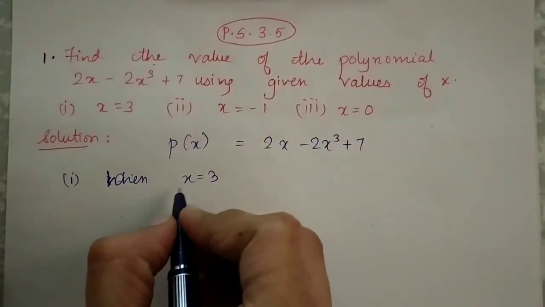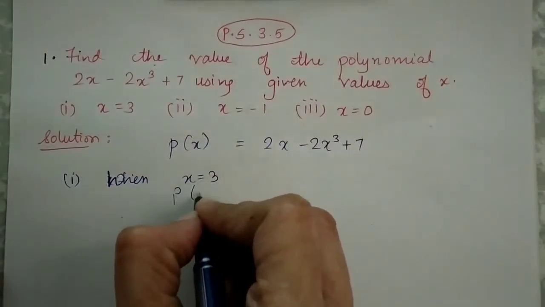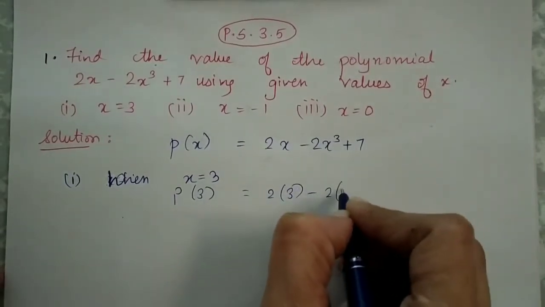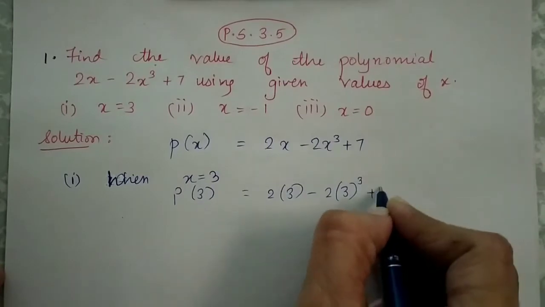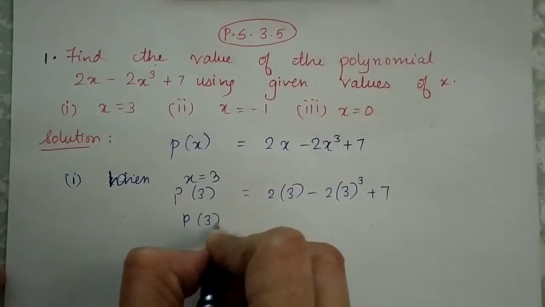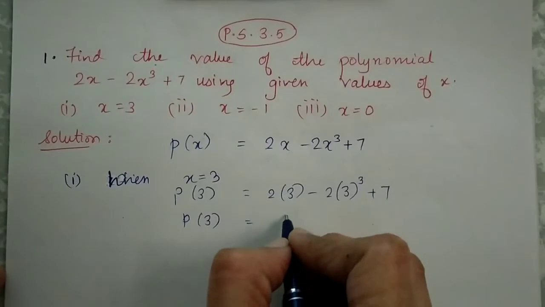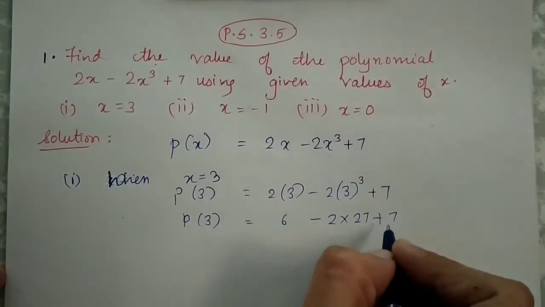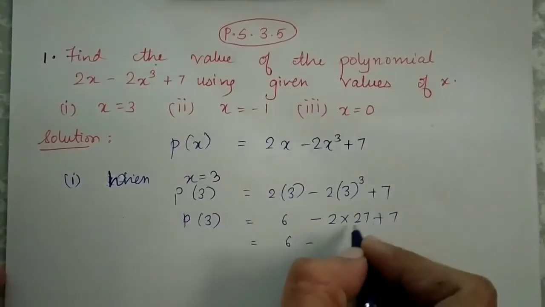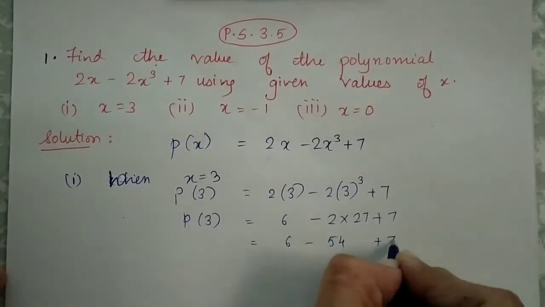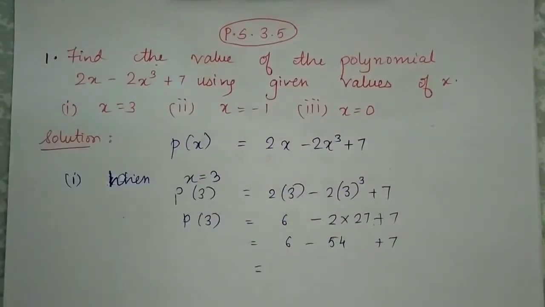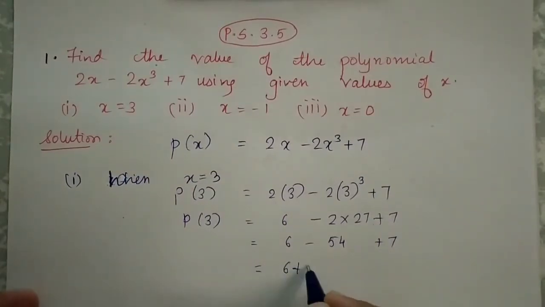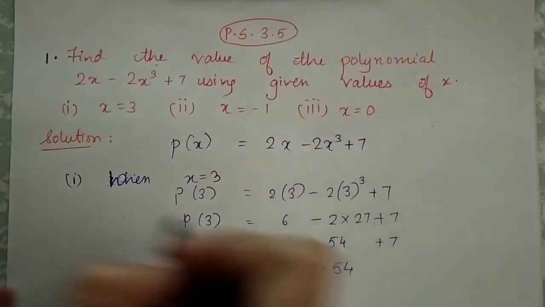What will happen to our equation? This will become p of 3, in place of x I'll put 3, is equal to 2 into 3 minus 2 into 3 cube plus 7. So p of 3 is equal to 2 threes are 6 minus 2 into 3 cube is 27 plus 7. So 6 minus 27 twos will be 54 plus 7. But as I've told you earlier, when you have subtraction and addition, you add first. So you'll do 6 plus 7 minus 54.